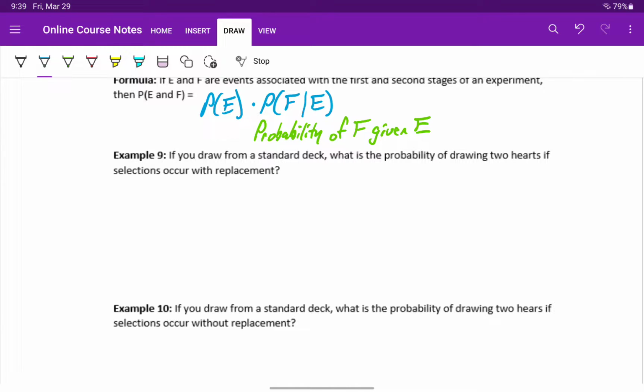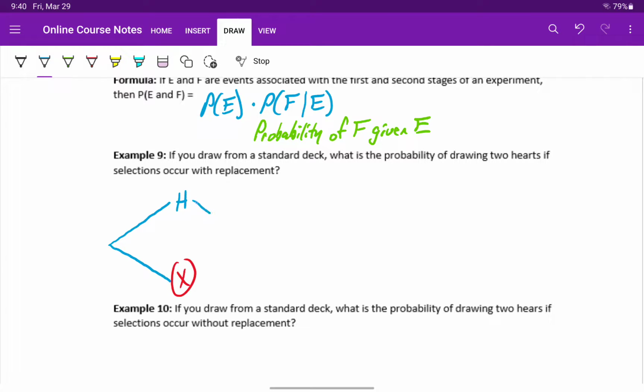In example 9, if you draw from a standard deck, what's the probability of drawing two hearts if selection occurs with replacement? With replacement meaning we draw a card, then we put it back in the deck. For our first outcome, we either draw a heart, or as just a shortcut, I'm just going to say something that's not a heart, so that's all the other three suits.